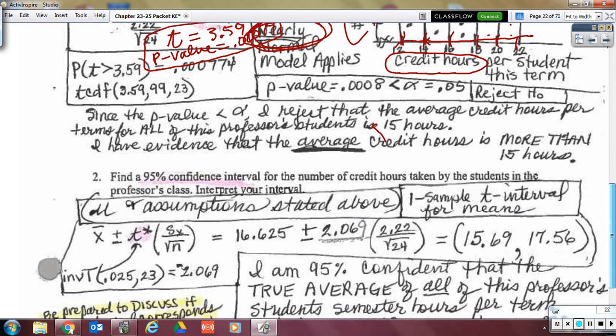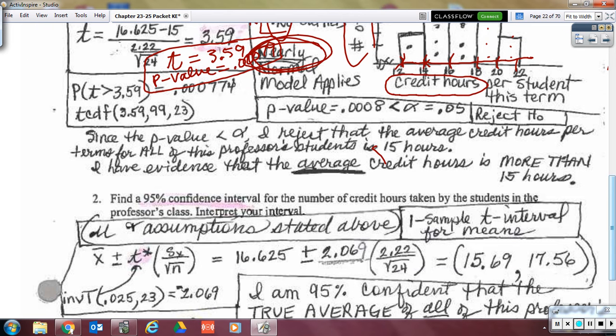Okay. So since this p-value is low, we're going to reject H0. Since our p-value is less than alpha, make sure you tell me what alpha is. I'm starting to see that creep in a couple of cases. People don't identify somewhere what alpha they used. So since p-value is less than alpha, I reject that.